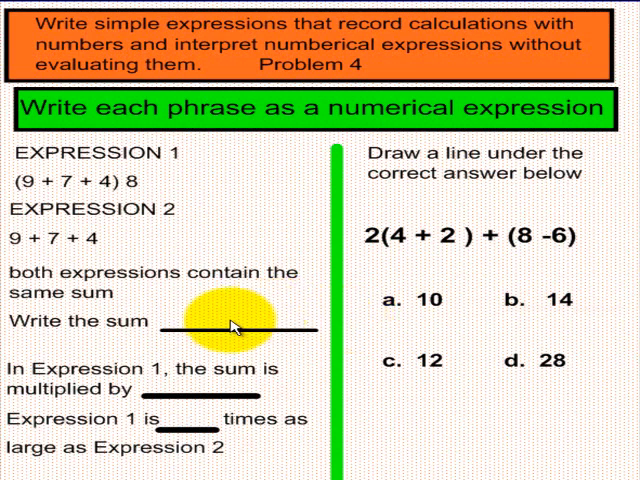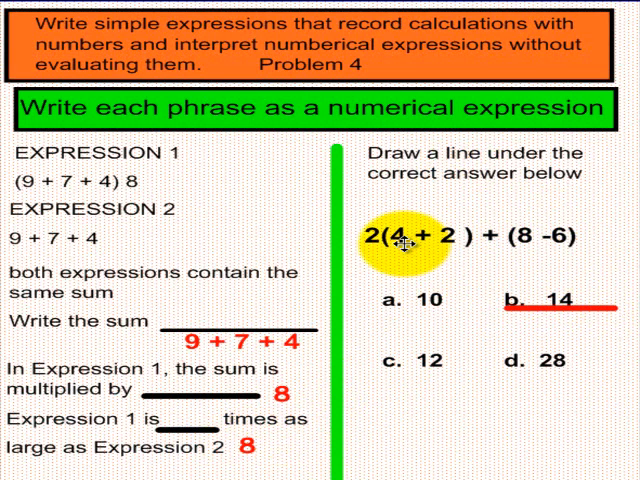Okay, let's see what we have for the first one. The sum is 9 plus 7 plus 4. If you have that, that's great. However, in expression 1, the sum is multiplied 8 times. And expression 1 is 8 times larger than expression 2. Part B. The correct answer would be 14.